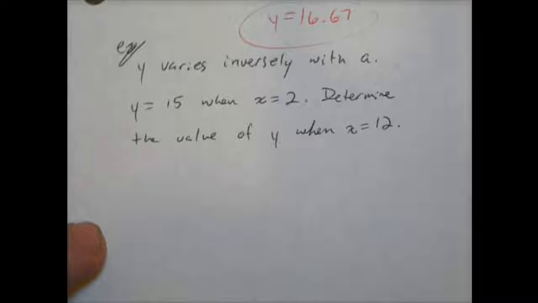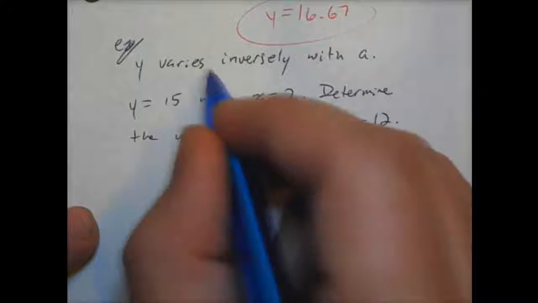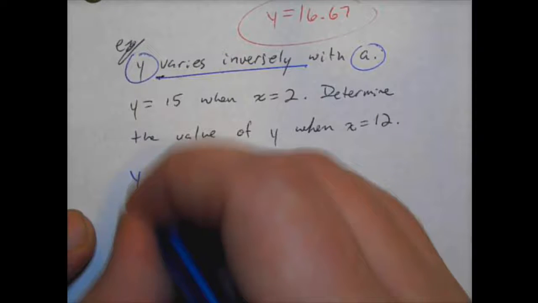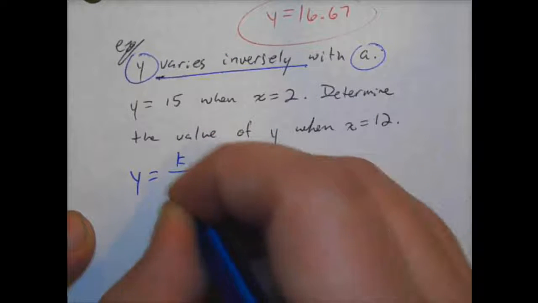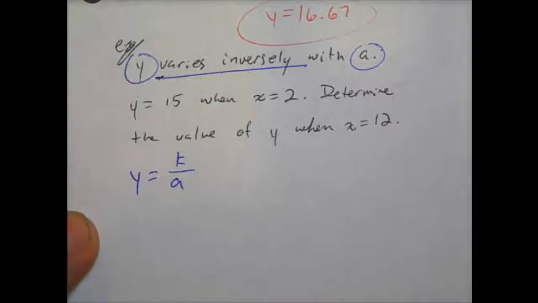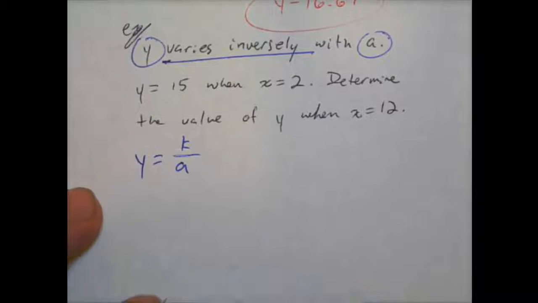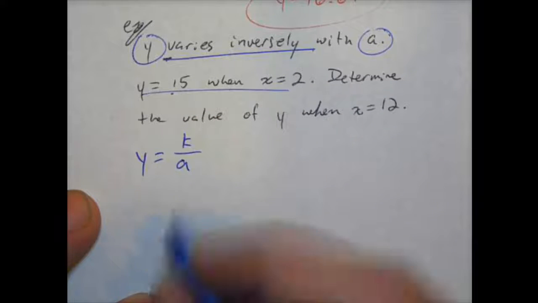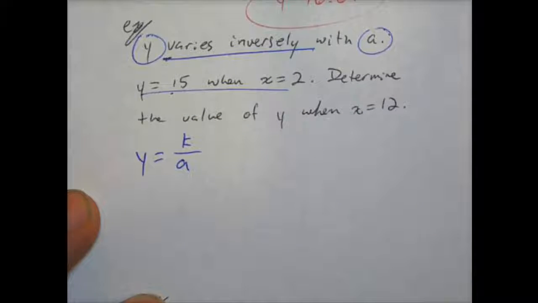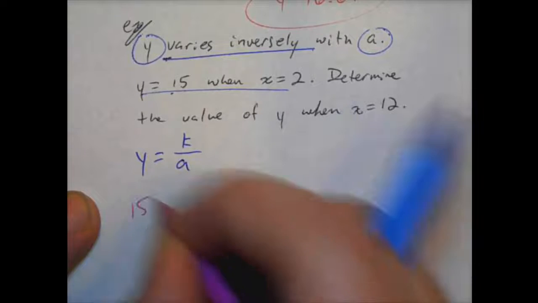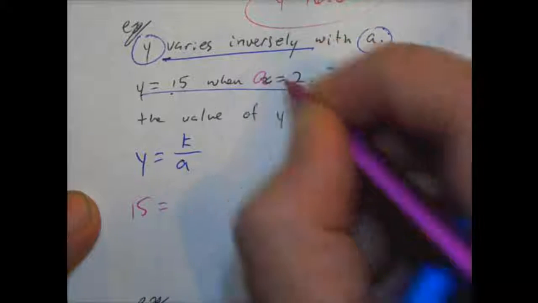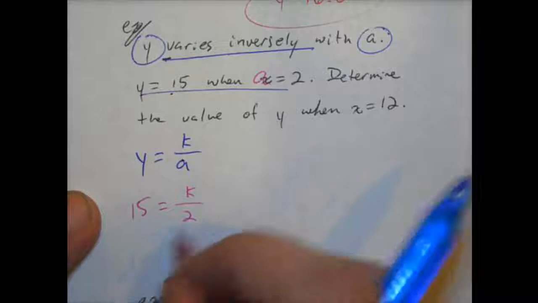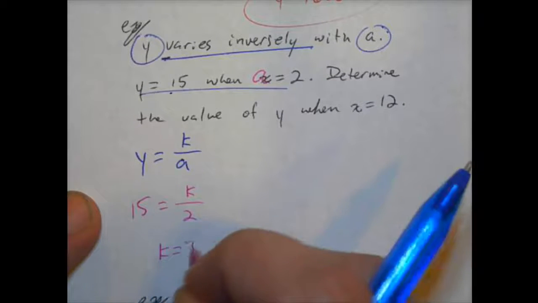Another situation you can see is if it varies inversely. So now notice it says y varies inversely with a. These are our two variables. So I know y is varying inversely, so I'll put my constant divided by what I am varying inversely with. It also tells me that y equals 15 when a equals 2. That will help us determine our constant of variation. So if y is 15 when a is 2, then 15 equals k over 2, and if you multiply by 2, k is 30.